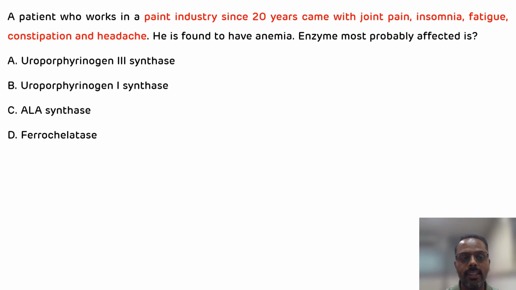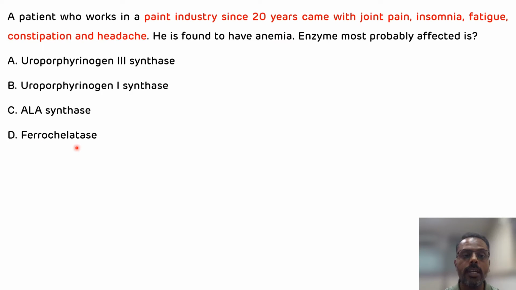Question: a patient who has worked in a paint industry for 20 years came with joint pain, insomnia, fatigue, constipation, and headache. He is found to have anemia, and the enzyme most probably affected is... And the options are uroporphyrinogen 3 synthase, uroporphyrinogen 1 synthase, ALA synthase, and ferrochelatase.